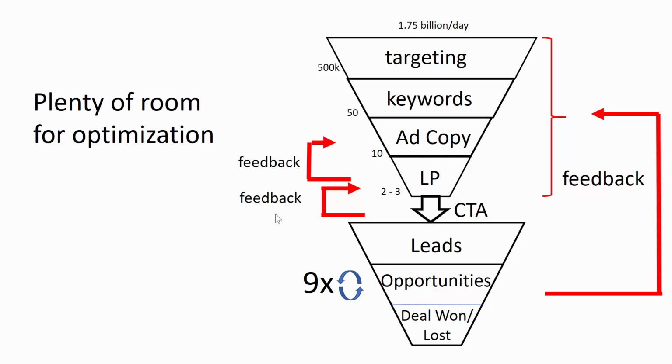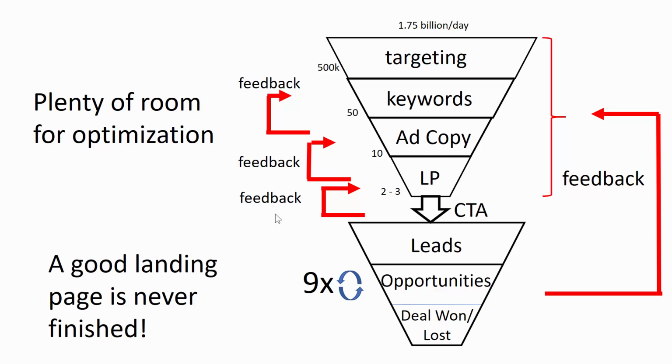In addition to that, we can improve our Google Ads copy. This will increase the number of people who click on the Google ad in the search result page so that they are redirected to our landing page. In addition to that, we can choose better or more expensive keywords. This will increase the number of relevant people to which our Google ad is displayed. You see, a good landing page is never finished. We can optimize a lot.